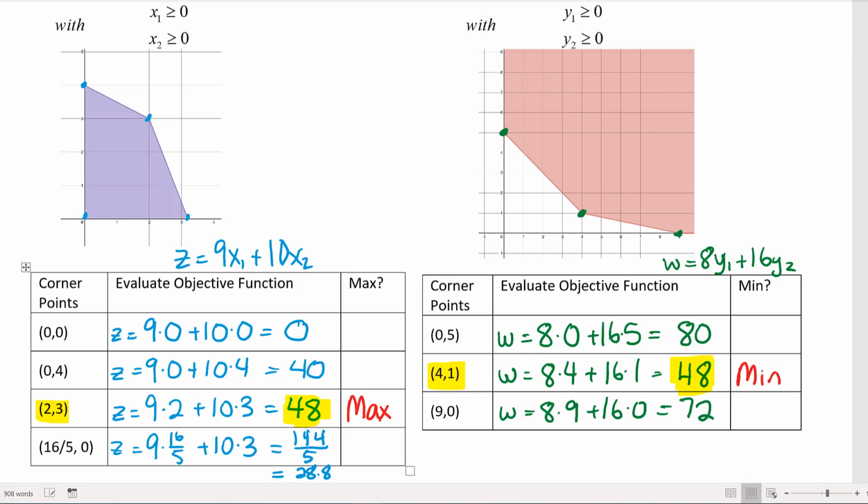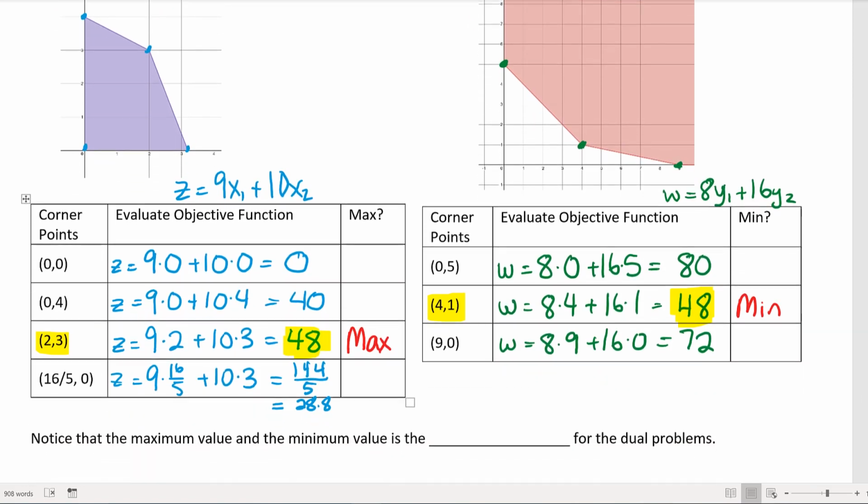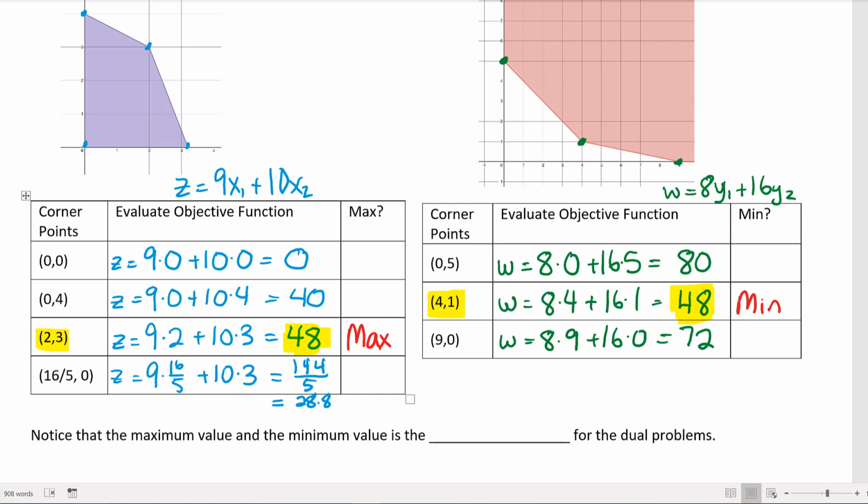What do you notice about the min and the max for these two dual problems? The min was 48 and the max was 48. So the minimum value and the maximum value is the same. That was the 48 that we talked about for both problems. Okay, so that's really interesting. That's what we had noted before, that if you find the answer to the maximization problem, you also find the answer to the minimization problem, which is really what you were trying to figure out.